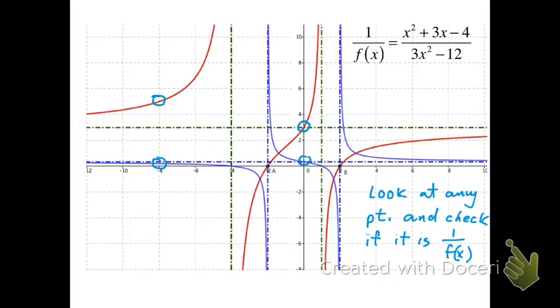Okay, guys, I've talked enough here, but that's just the basics of graphing a rational function, and also a quick look at its reciprocal.